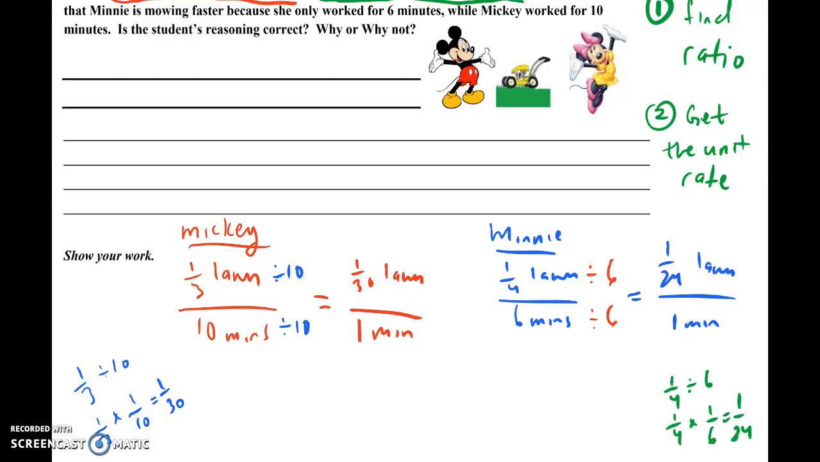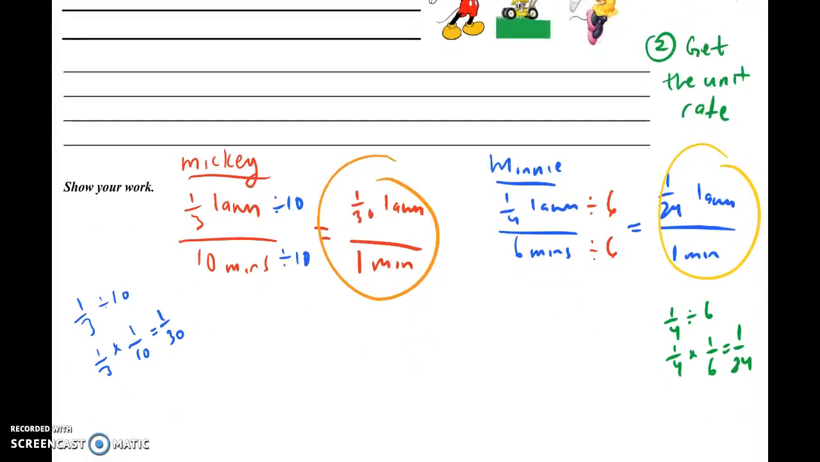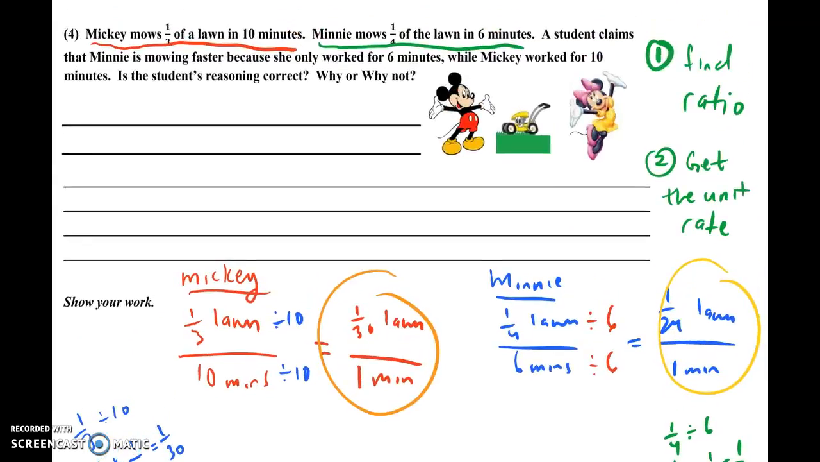Alright, so Mickey mows 1/30 of a lawn in 1 minute. Minnie mows 1/24 of a lawn in 1 minute. So who mows most of the lawn in 1 minute? Well, Minnie does, right? And that's because 1/24 is greater than 1/30. So therefore, the answer to this question, is the student's reasoning correct?